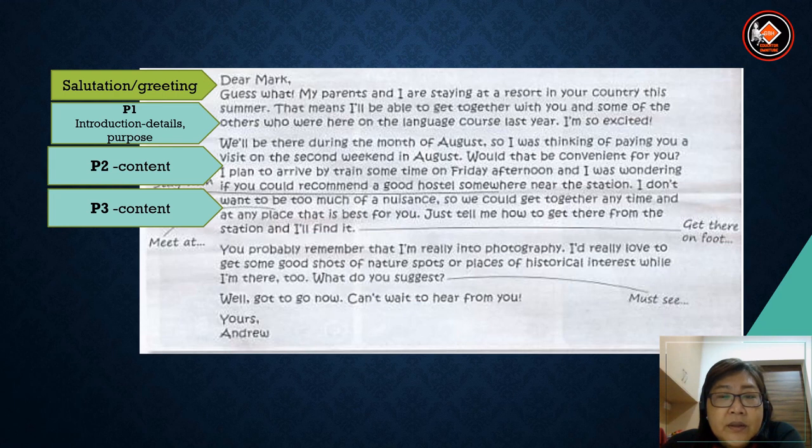We'll be there during the month of August, so I was thinking of paying you a visit on the second weekend in August. Would that be convenient for you? I plan to arrive by train sometime on Friday afternoon, and I was wondering if you could recommend a good hostel somewhere near the station.